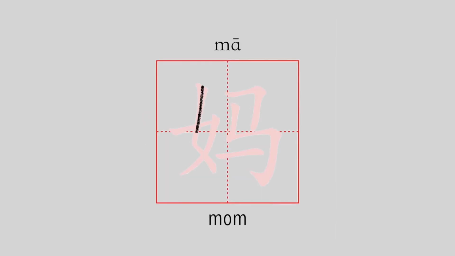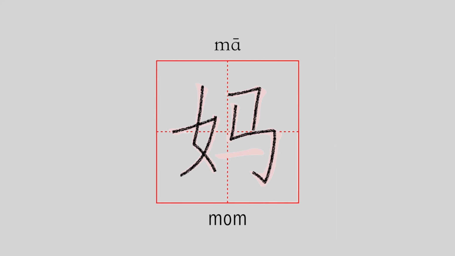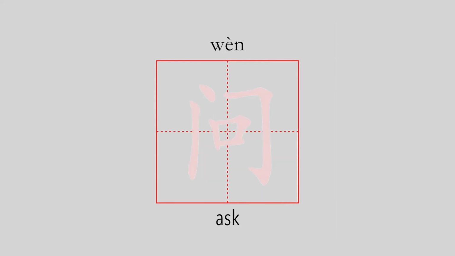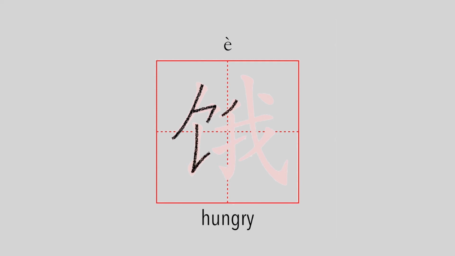Let's write these characters. 妈: 撇点, 撇, 横, 横折, 竖折折钩, 横. 问: 点, 竖, 横折钩, 竖, 横折, 横. 饿: 撇, 横钩, 竖提, 撇, 横, 竖钩, 提, 斜钩, 撇, 点.